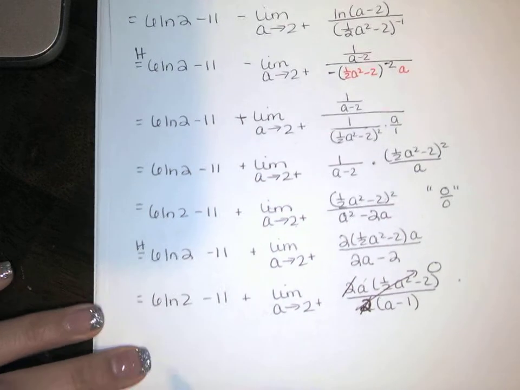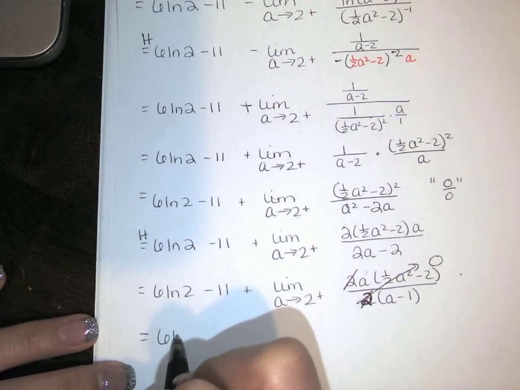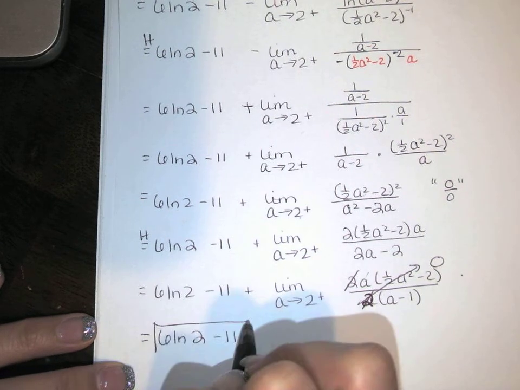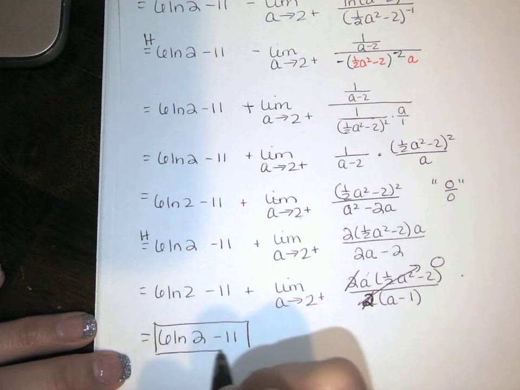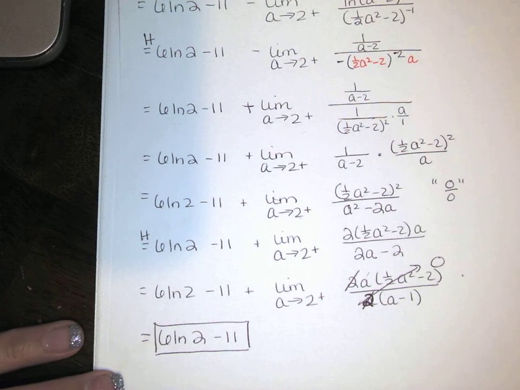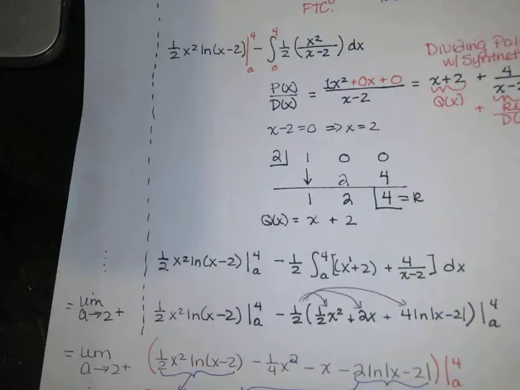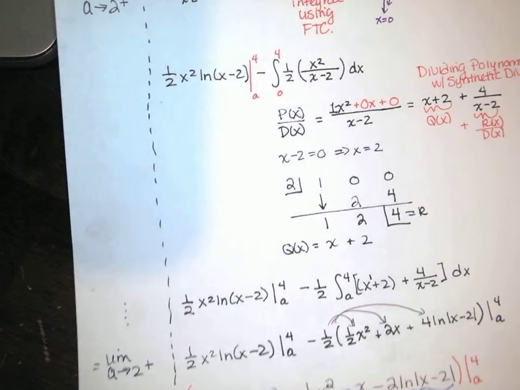So it turns out the limit is this: 6 times natural log of 2 minus 11. And you say, Miss Townsend, what were we doing again? It was such a long time since we started this problem. I agree. I really do. Let's go back to the beginning.